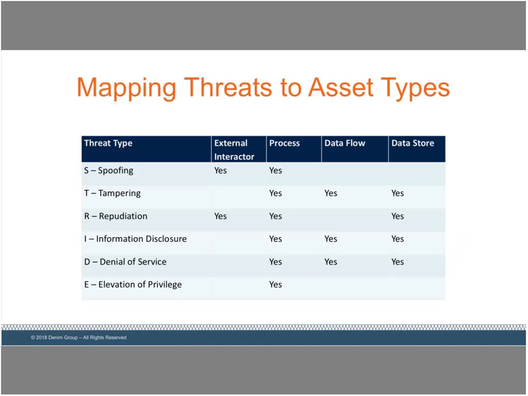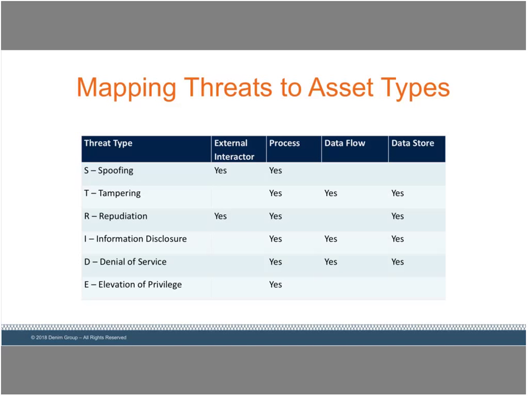Looking at data flow, you can tamper with data as it's communicated between two different assets. You can also view data or have information disclosure problems, or maybe somebody could deny service, could block that data flow, and that may have an impact on the system. And similarly, a data store has potential for all of those problems as well as potential repudiation issues.